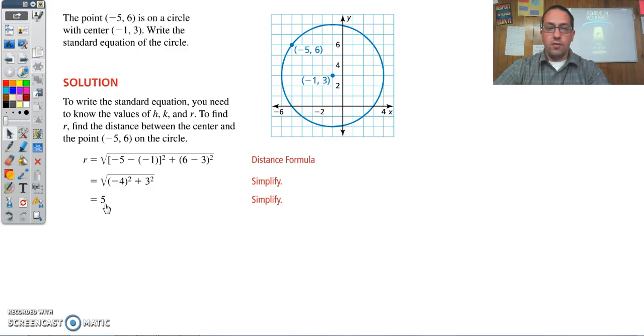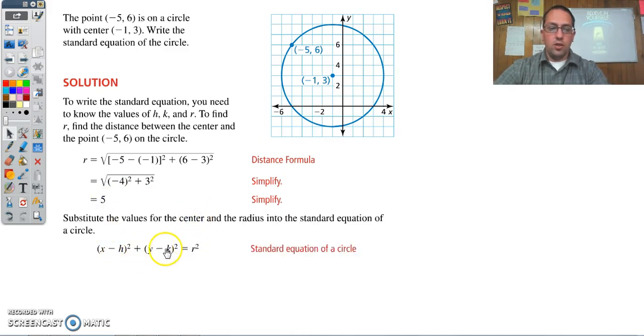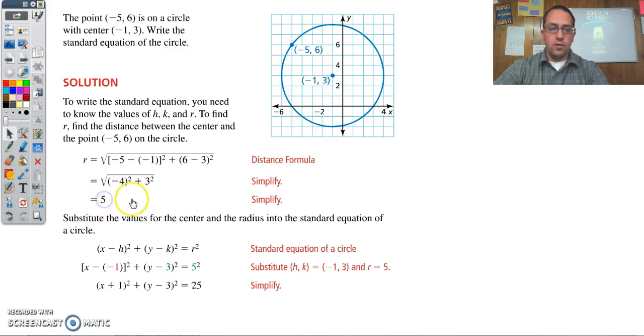So the radius is 5. So the equation of the circle, we substitute this all in. Here's our standard form. h is negative 1, k is positive 3, and our radius we now know to be 5. So there's our equation. All right. Nice and simple. Not too bad.